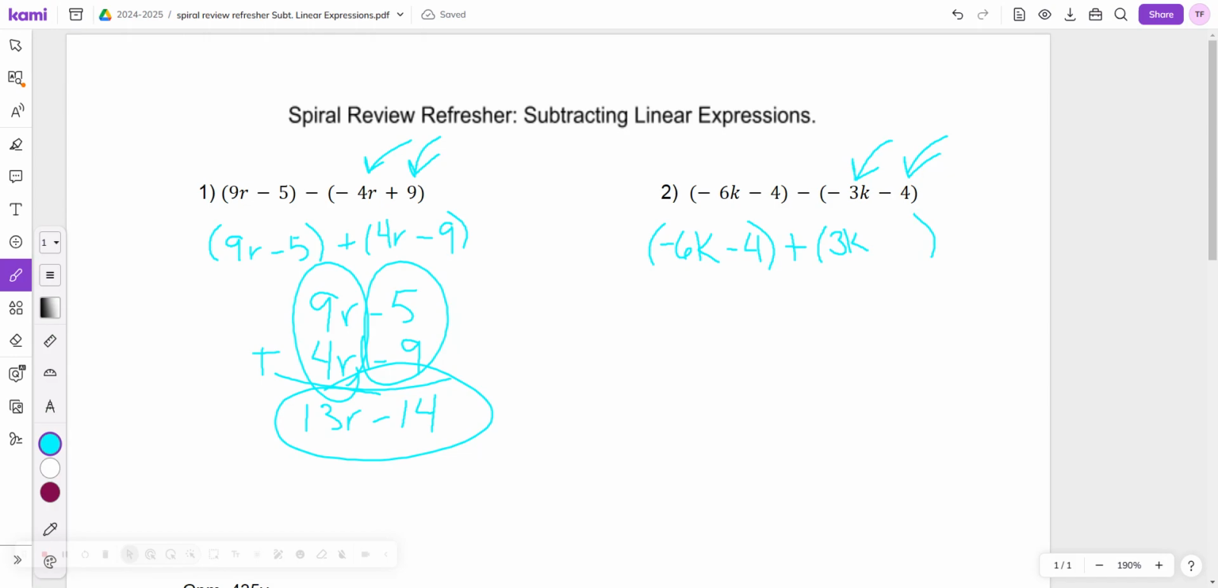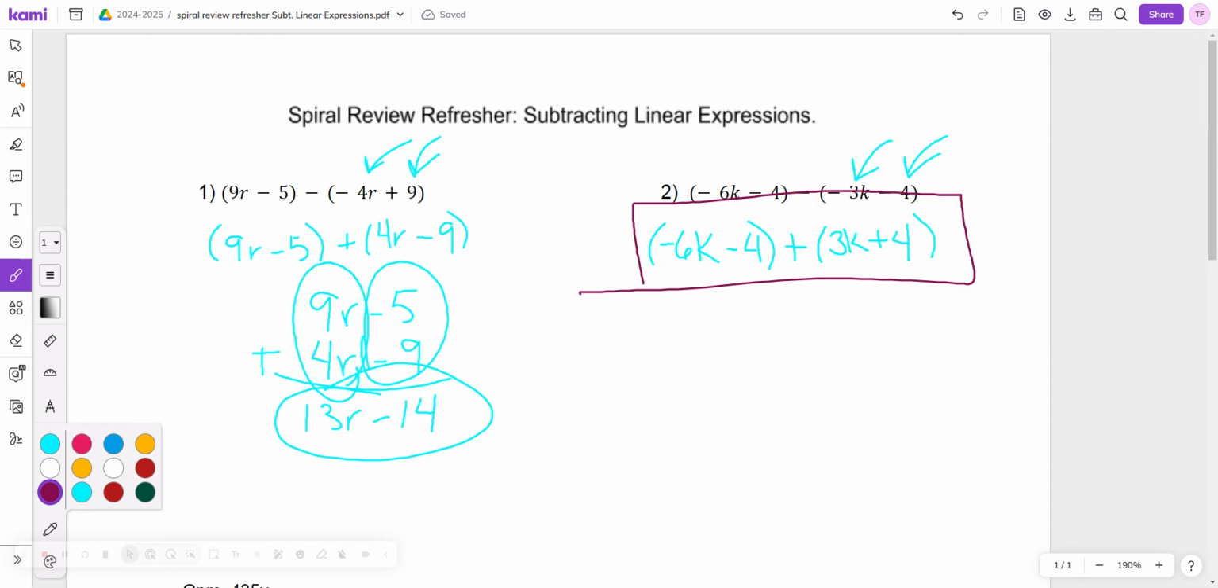Opposite of positive 4 is negative 4. Now keep in mind, we have minus negative 4. The two negatives make a positive. So that becomes 3k plus 4. Now what I want to do is I want to use the strategy of boxing in my terms. I'm going to put a big old box around it, and in front of every addition and subtraction sign, I'm going to put my vertical lines. I have this algebraic term, this constant, algebraic term, constant.